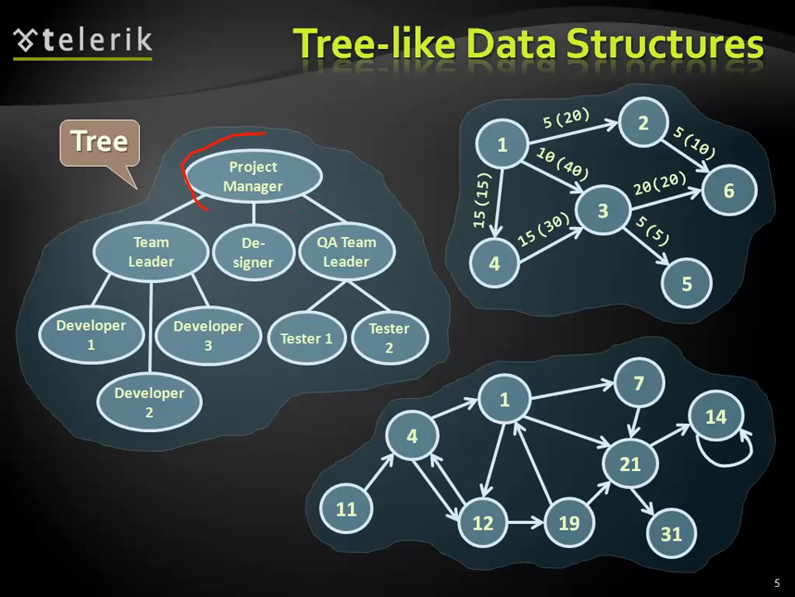You have a project manager at the top. He is the parent. He is the big boss. Then you have some team leaders. Each team leader has some developers under his control. You have a designer, which has nobody under his control, theoretically at least. And you have a QA team leader, which has some testers at his control. That's a tree.